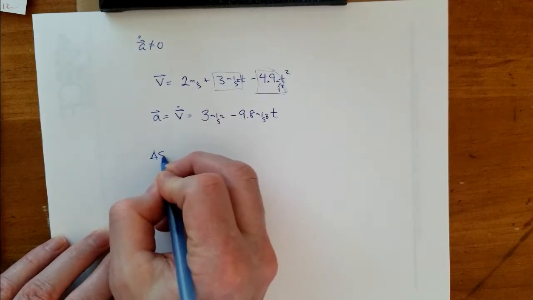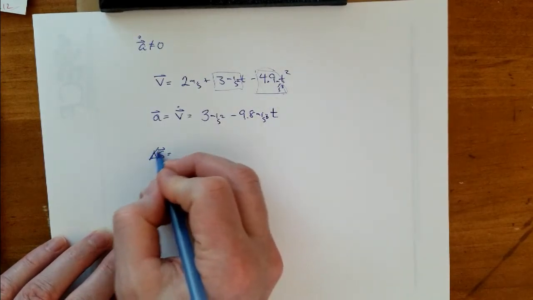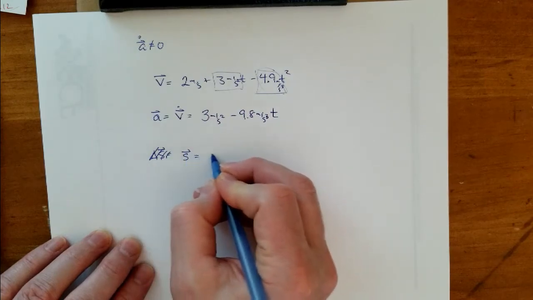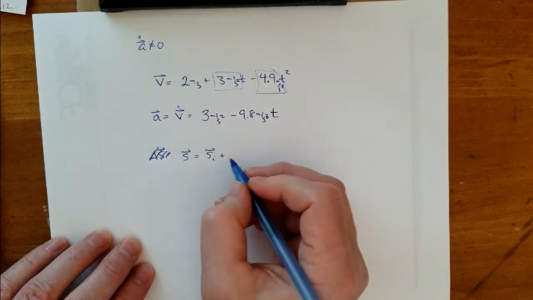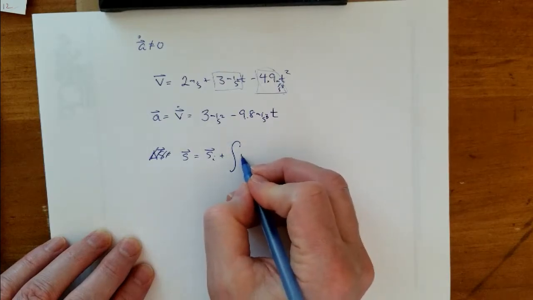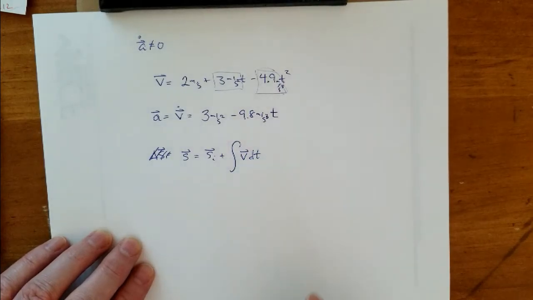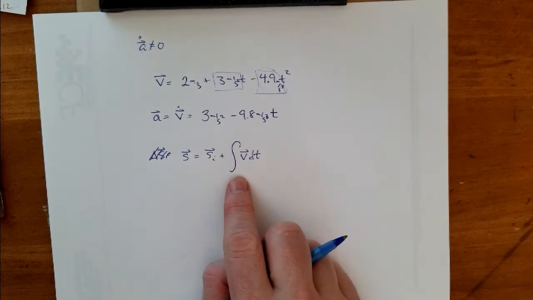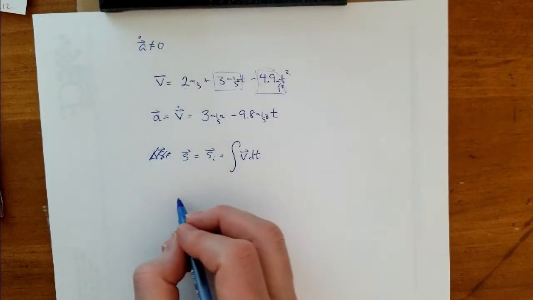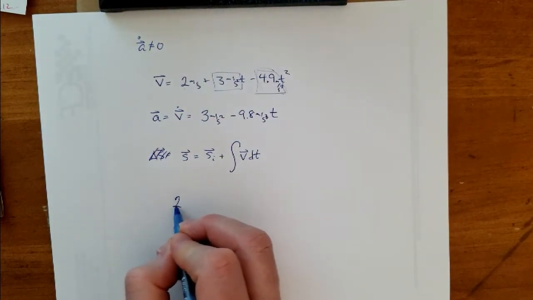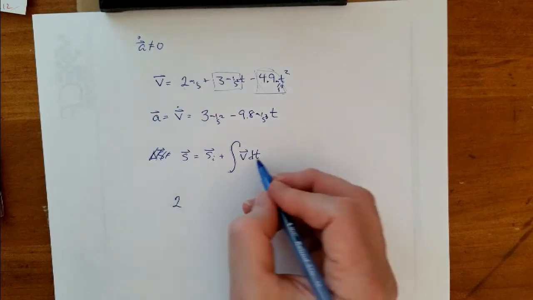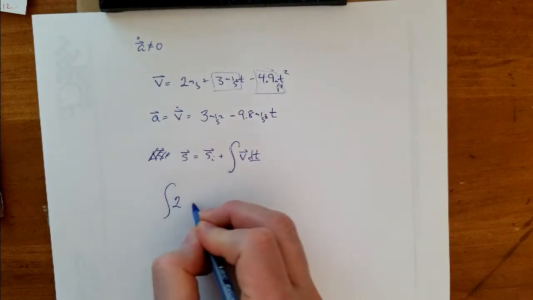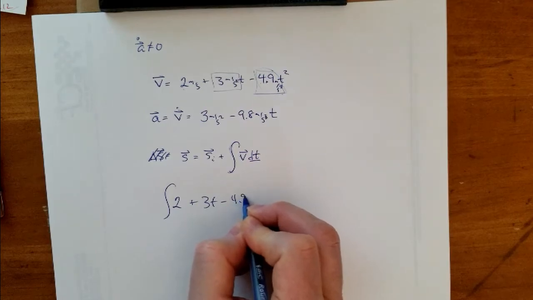And my displacement, well, technically, my position is going to be the initial position plus the antiderivative of velocity with respect to time. Now, at this point in Calc 2, I don't know if you've gotten to integrals or not, but my understanding from past classes is that in Calc 1 you do antiderivatives, and that's just reversing the process. So I have the antiderivative, and this is just the symbol telling me antiderivative, and that tells us the variable. So 2 plus 3t minus 4.9t squared.